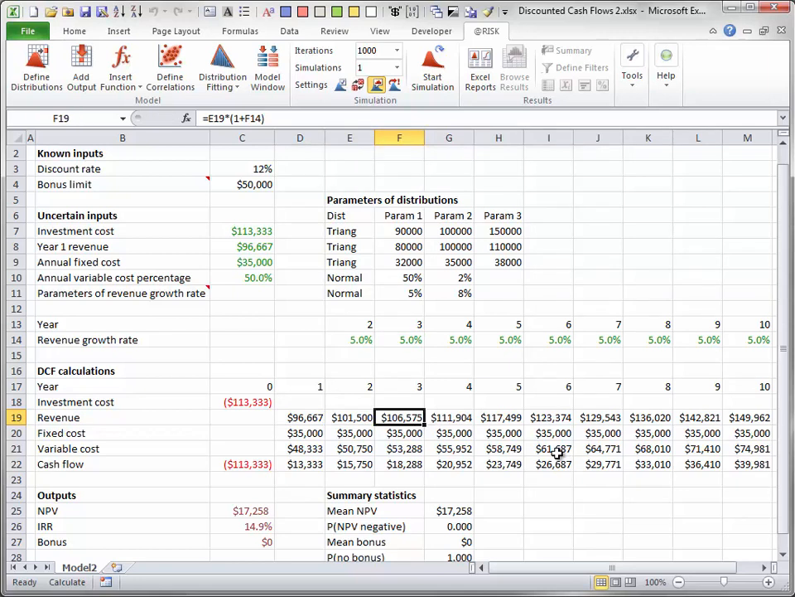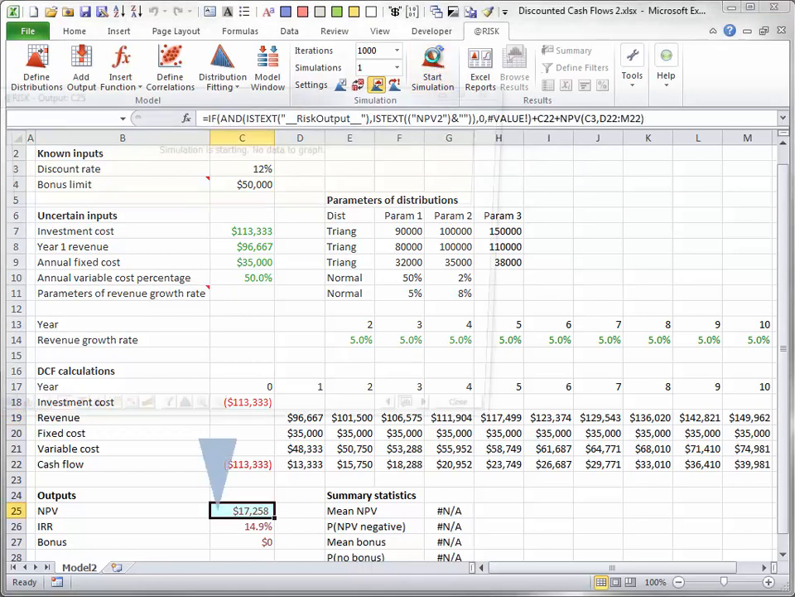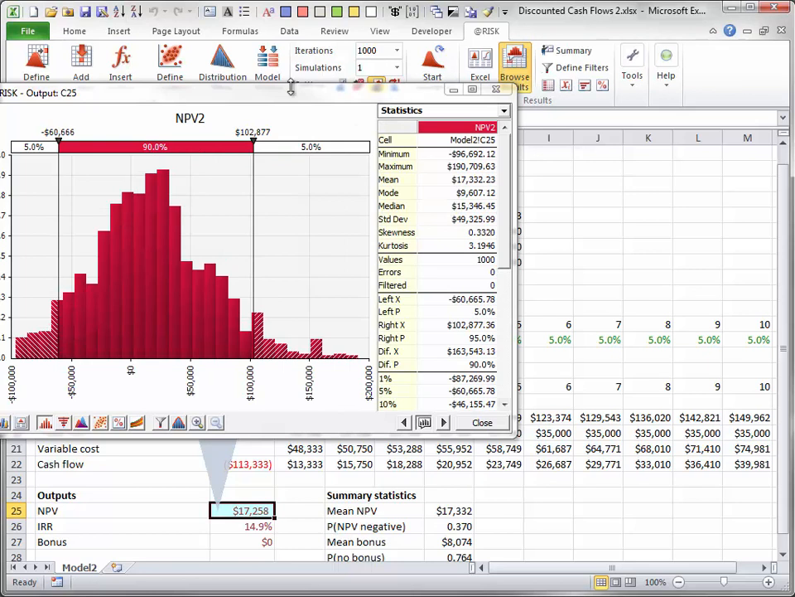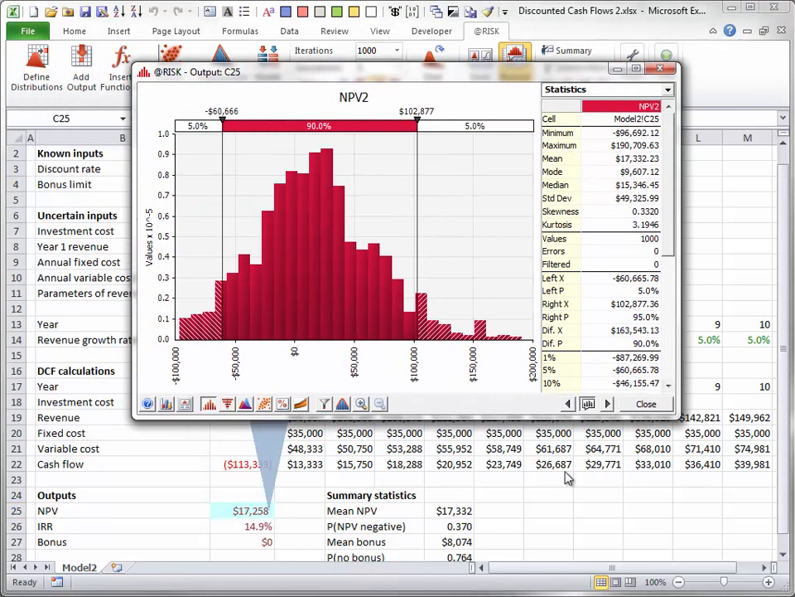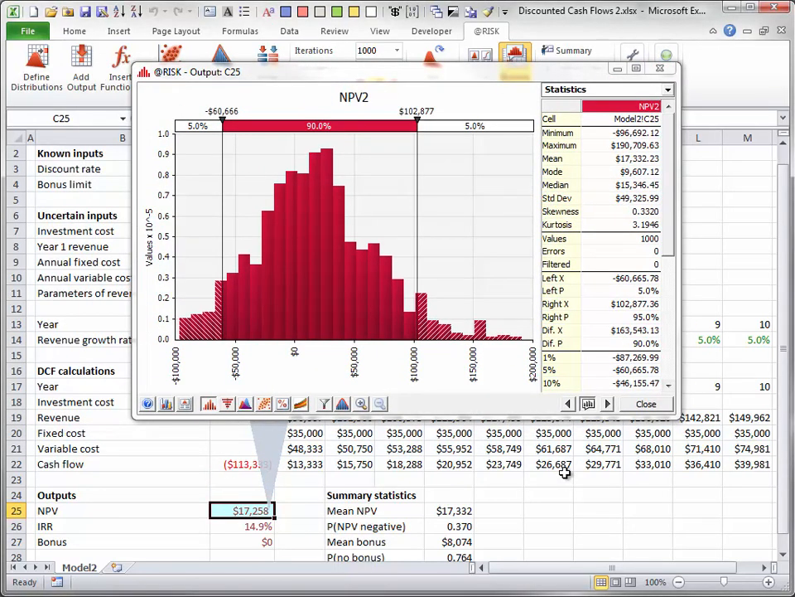The dice button is currently toggled to static, but if it is toggled to random, you can see how the growth rates can vary wildly from year to year. Again, I will run a simulation with 1,000 iterations. They indicate a much different distribution of NPV than in Model 1.